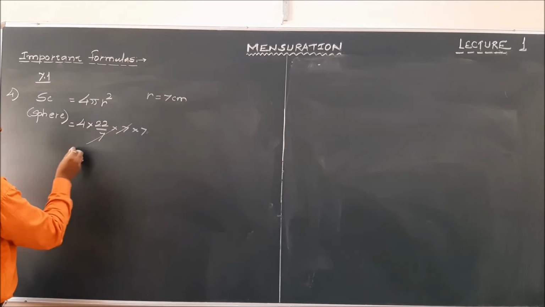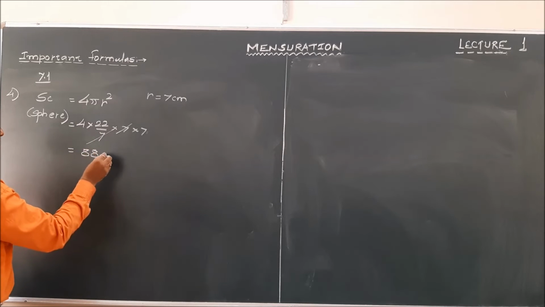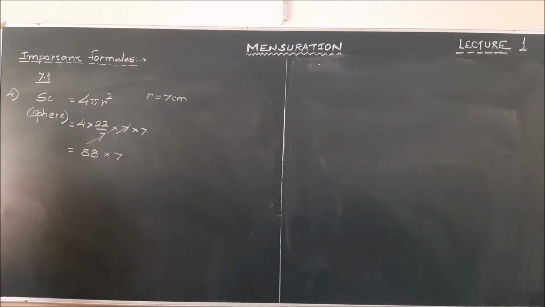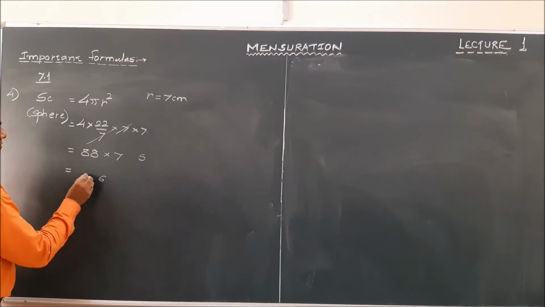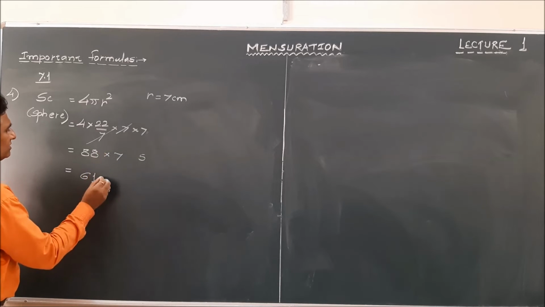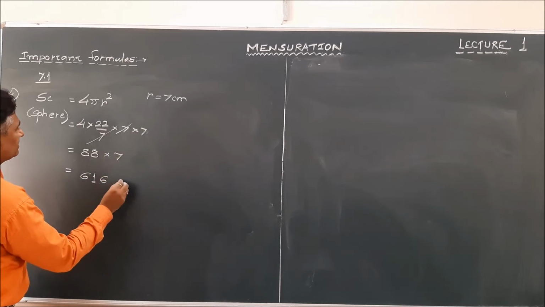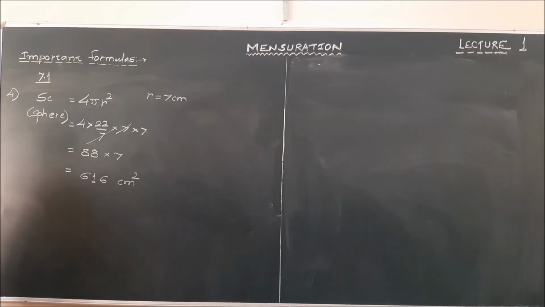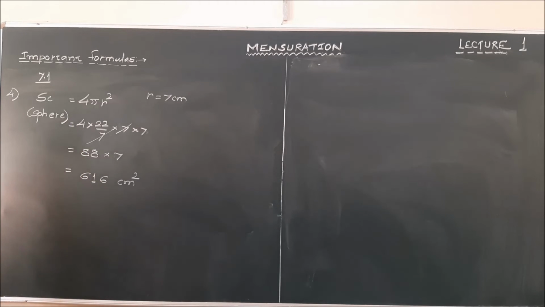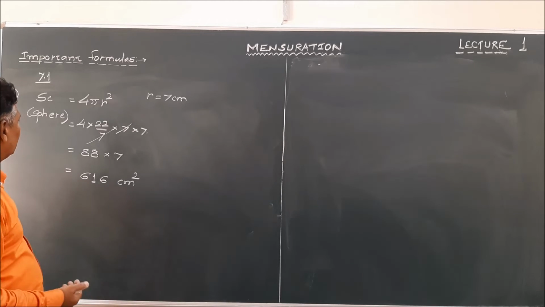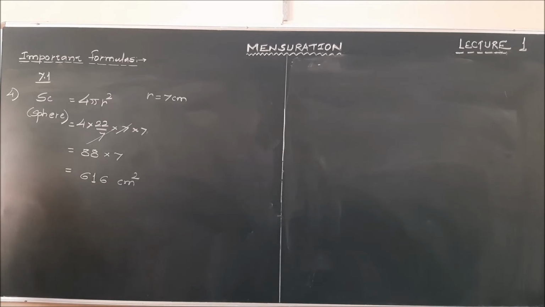Naturally, we find that this 7 will get cancelled. 22 4s are 88 into 7, 616. Since it's area, centimeters square. Very simple. Radius is given as 7. Then the curved surface area is 4 pi r square, or even the surface area of a sphere, one and the same. That is 4 into 22 upon 7, 7 into 7. 22 4s are 88 into 7, 616.